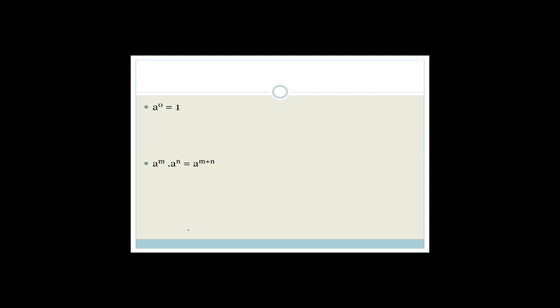Okay, so what we're going to do first is revise the laws, because if you don't know the exponent laws or the indice laws, you are not going to be able to do the sums which are based on these laws. So the first law is this: a to the naught is equal to 1. What this is saying is that anything to the power of 0 is equal to 1, and I'll explain that in a second.